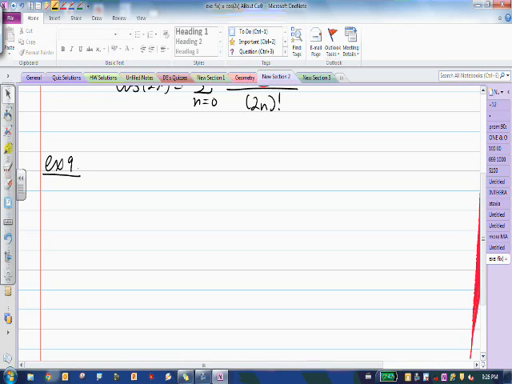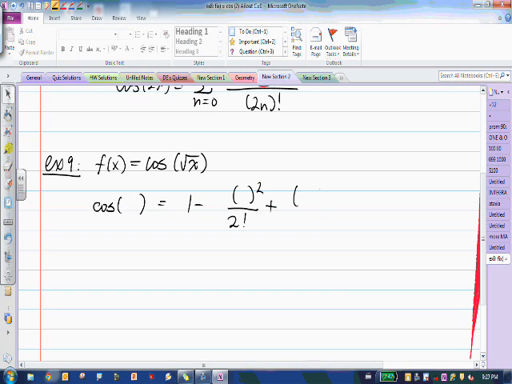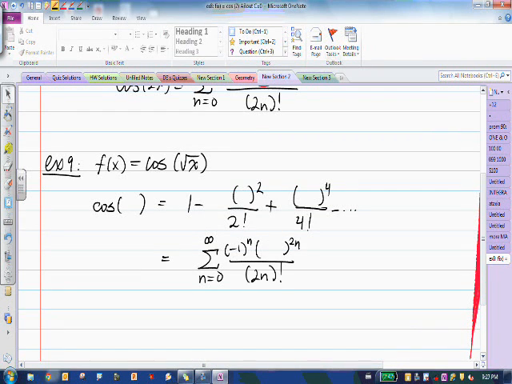Let's say we were asked to find the power series for cosine of square root of x about x equals 0. So again, we recognize that cosine just looks like 1 minus something squared over 2 factorial plus something to the 4th over 4 factorial minus, etc. And then you have the sigma form of this, which is just going to be sigma n equals 0 to infinity, negative 1 to the n, something to the 2n power, all over 2n factorial.